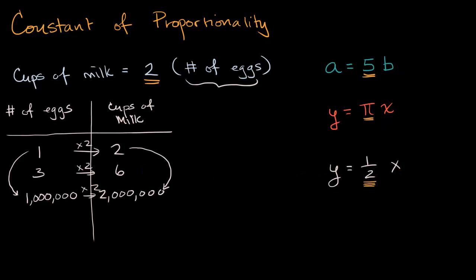In general, you might sometimes see it written like this. y is equal to k times x, where k would be some constant that would be our constant of proportionality. You see, 1/2 is equal to k here. Pi is equal to k right over there. So hopefully that helps.